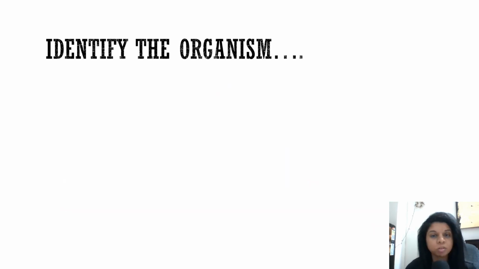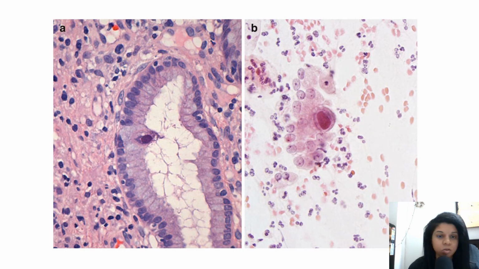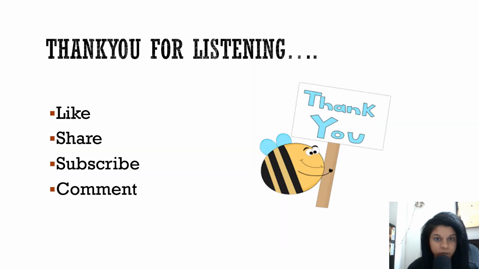So we are almost coming to the end of this presentation. The homework for you is to identify this organism which you are seeing here. It is called a characteristic owl eye appearance. And this is a photo from Bethesda. So you can comment on what the organism is, or you can go back to Bethesda and read about the organism.